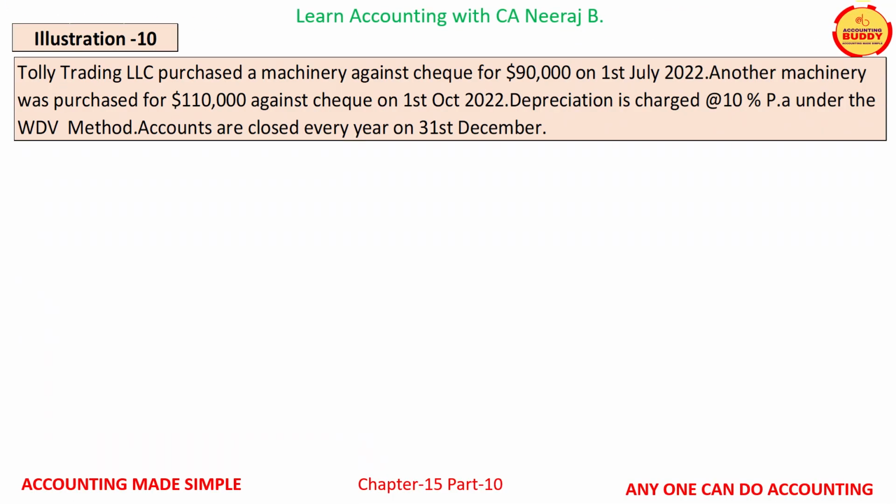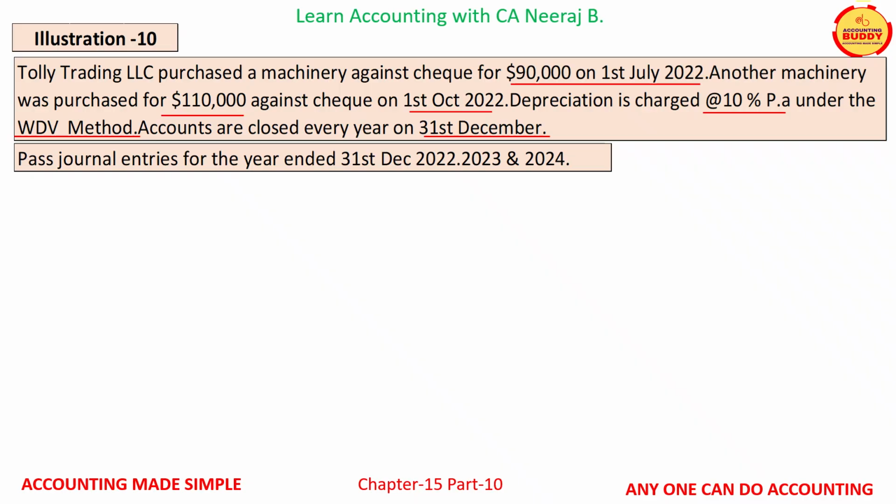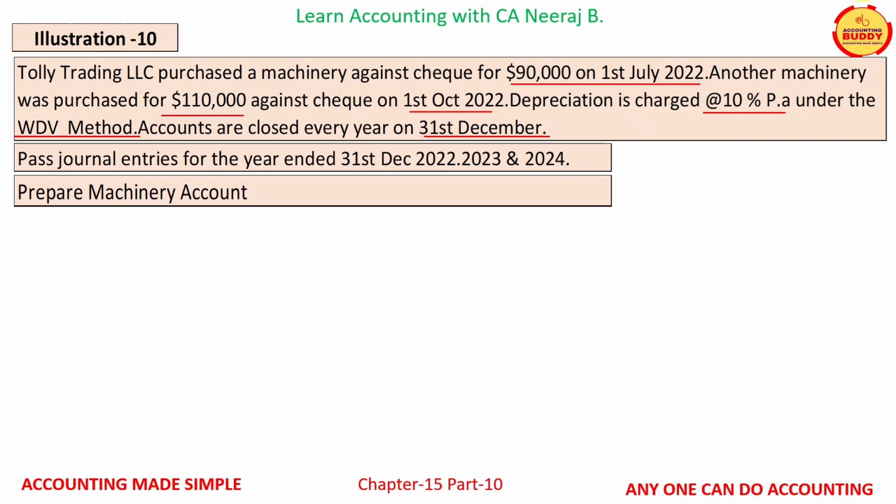Another illustration on your screen is: Tolly Trading LLC purchased a machinery against the check for $90,000 on 1st of July 2022. Second machinery was purchased for $110,000 against the check on 1st of October 2022. Depreciation is charged at the rate of 10% per annum under the WDV method. Accounts are closed every year on 31st December. Pass journal entries for the year ended December 2022, 2023 and 2024 and prepare the machinery account.